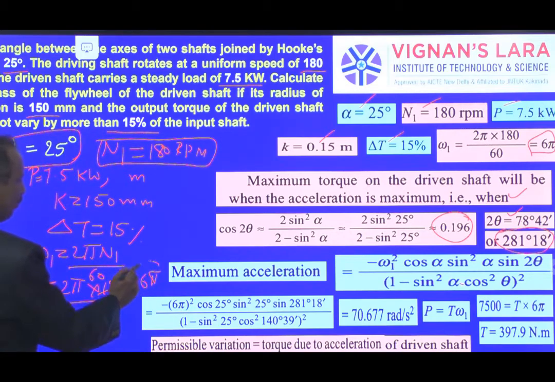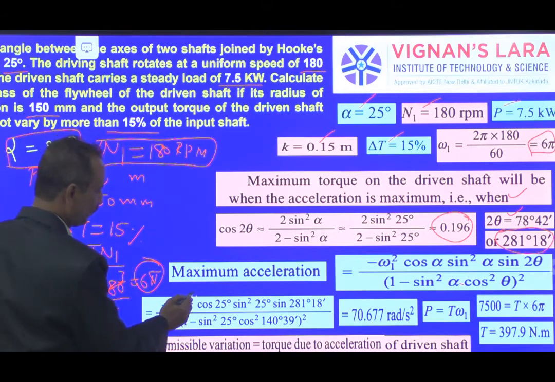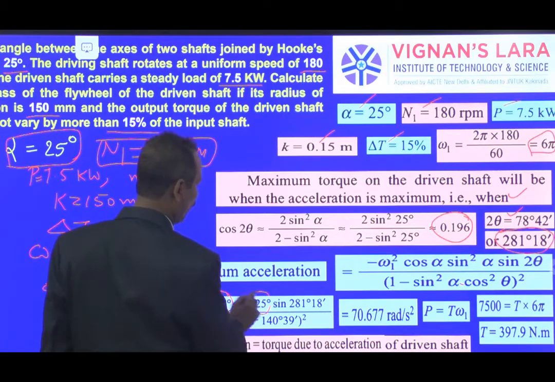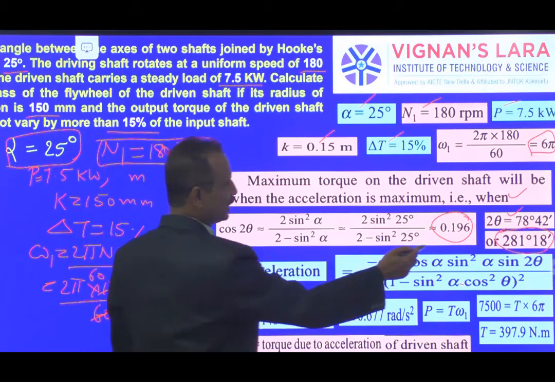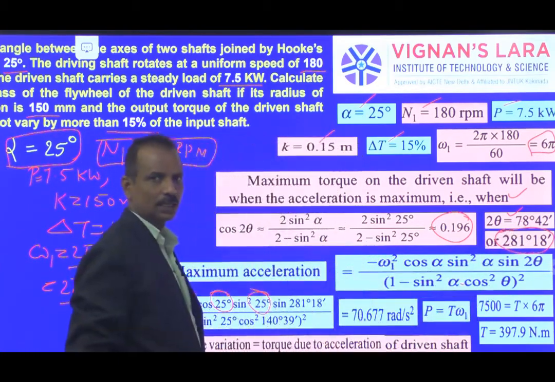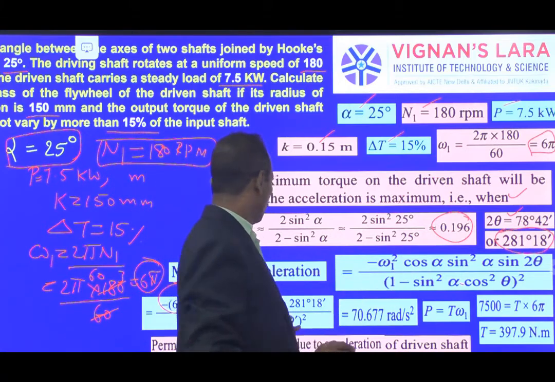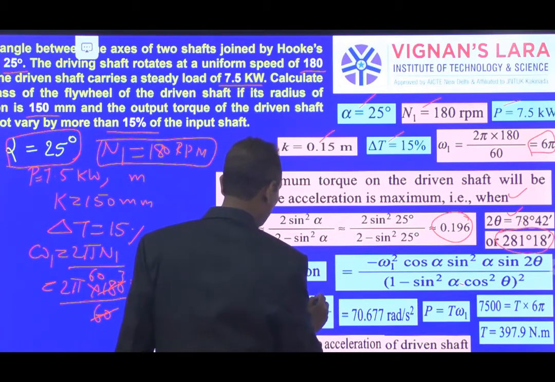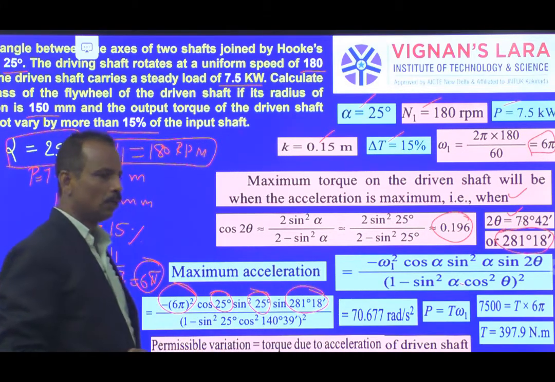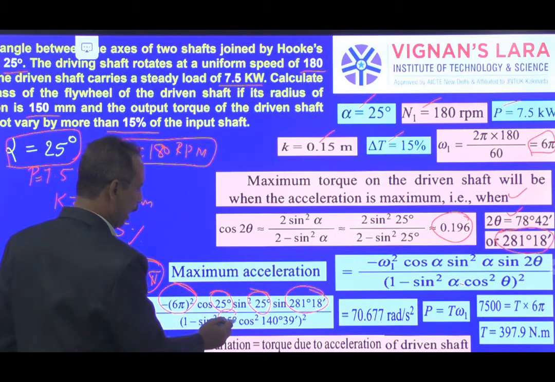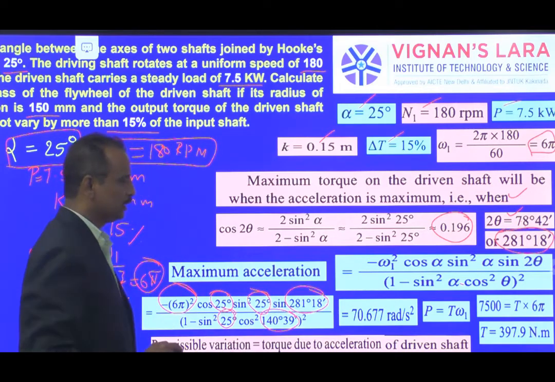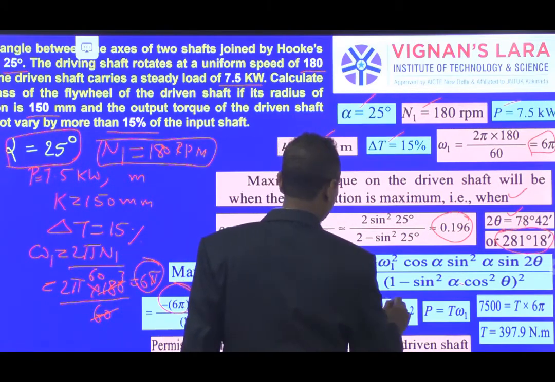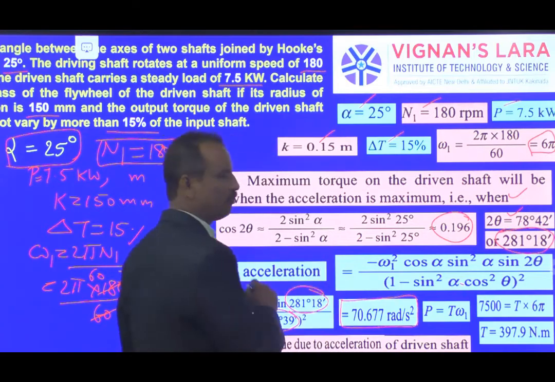Already I have calculated omega 1 as 6 pi, and the alpha value is 25. As I said just now, why do I take 281 degrees? Because for the maximum, if I get negative here, a negative into negative will give positive. That is why the maximum is at 281 degrees. By substituting the remaining alpha and theta, just simple substitution, you get this value as 70.67 radians per second square.